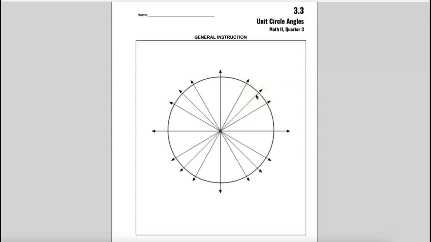So for 3.3, we're looking at the unit circle. The unit circle is a quick reference guide on degrees to radians, if you know how to get the angles. We start right here at the point (1, 0), and this is 0 degrees. It's also 360 degrees, right?